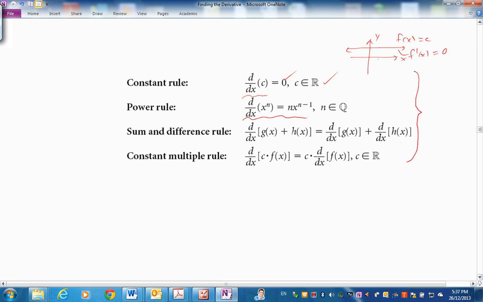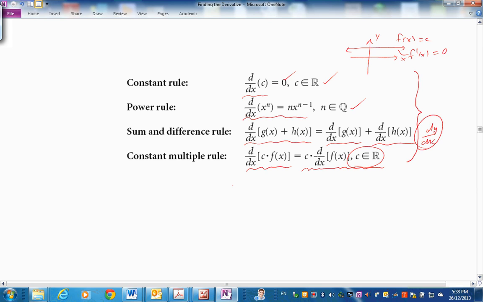Here we can say that's any real number. Here it's got to be a rational number. We've only proven it for whole numbers or fractions. Then if we have the derivative of two functions added, it's the derivative of the first plus the derivative of the second. This dy by dx notation is more Leibniz notation, whereas the f dash x or y dash is more what Newton used. And here the last one, the derivative of a constant times a function is the constant times the derivative of the function, with any constant, which is any real number there.